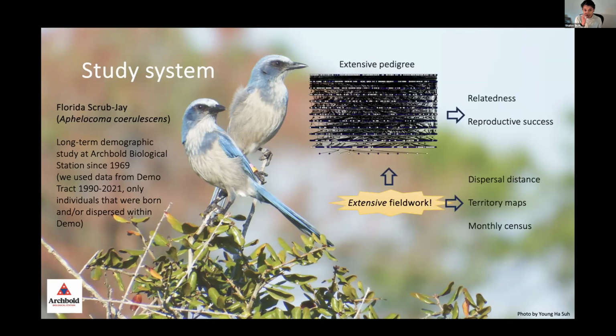really impressive. Because each individual is uniquely tagged with color bands and followed throughout its life, we have a very extensive, complete pedigree, which we can use to calculate relatedness between individuals and also track their reproductive success over time, over their lifetimes even. And we also have very accurate data on dispersal distance, territory maps, and monthly censuses. So we know who's alive in the population every month.